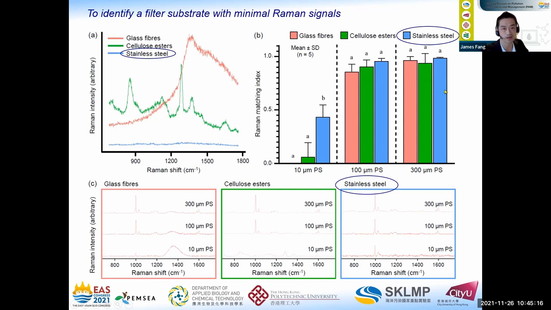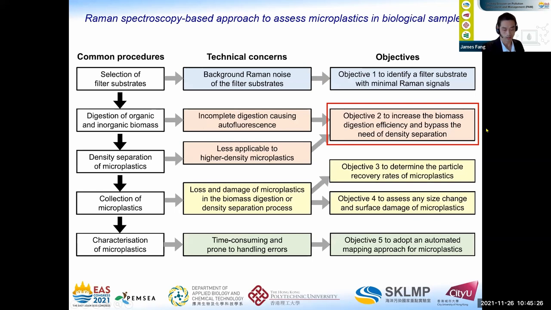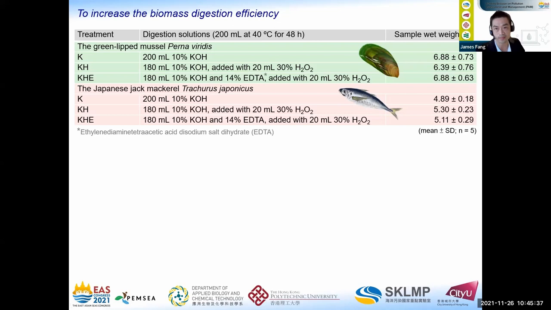Good, now we have identified suitable materials for the membrane filter. The next objective is to increase the biomass digestion efficiency. When we have a biological sample, we want to digest the biomass to extract the microplastic. Here we use two types of biomass as demonstration, mussel and fish. We have three types of treatment, K, KH, and KHE.